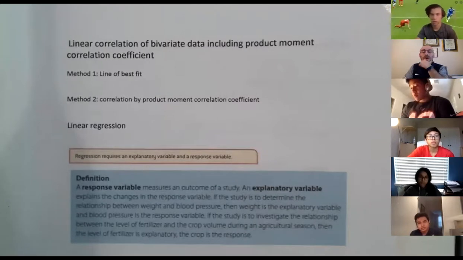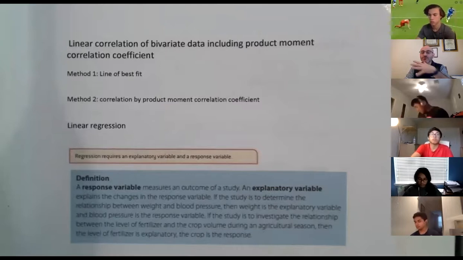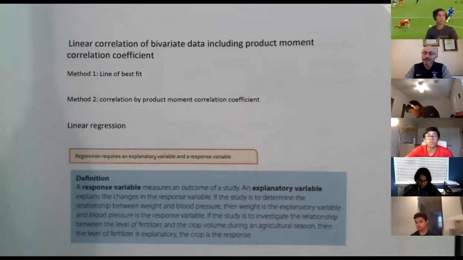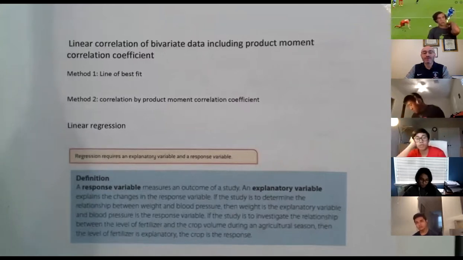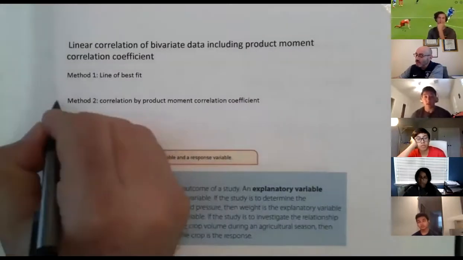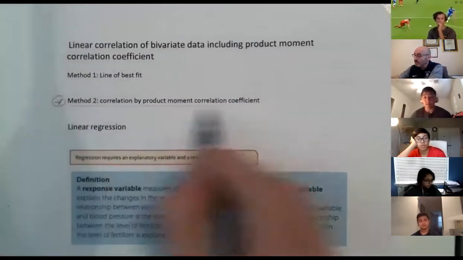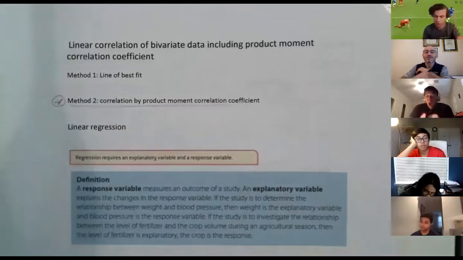Now, when we try to do a linear regression, or we try to find a model for something that is linear, there are two methods. The one is the line of best fit, and the other is the correlation by product moment correlation coefficient. We're going to focus on this. That's what we're going to do today, or at least start today.